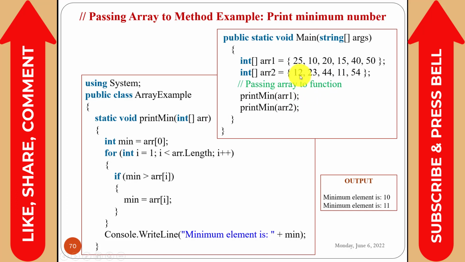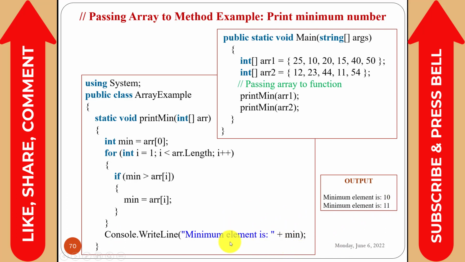The first element arr[0] is 12 and arr[1] is 23. It will first check whether 12 is greater than 23. The minimum is 12 now. Then check for 44. Then check for 11. Yes, at 11 it will be true, so the minimum is set to 11. Then check for 54. Is 11 greater than 54? No. So it will not execute the if condition body and comes out of the loop. It sets the minimum element as 11.